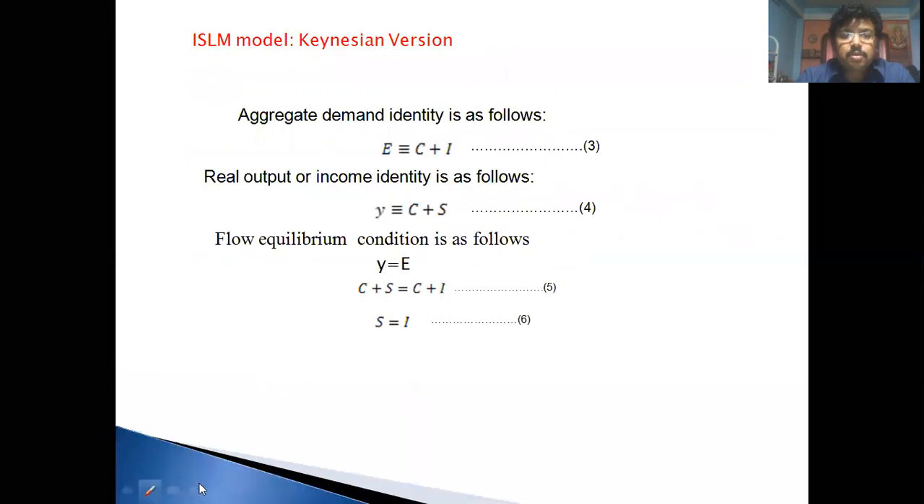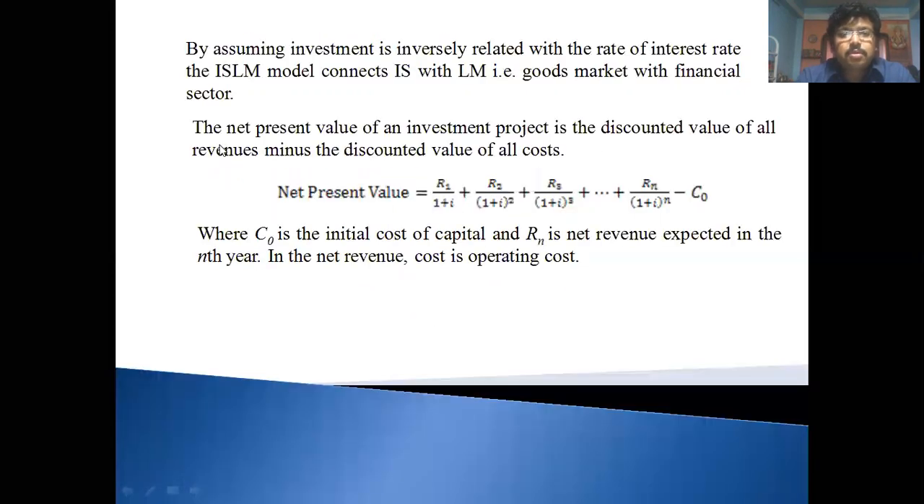Now look here. The net present value of an investment project is the discounted value of all the revenues minus the discounted value of all costs. Where C0 is the initial cost of capital and Rn is the net revenue expected in the nth year, the cost is operating cost.